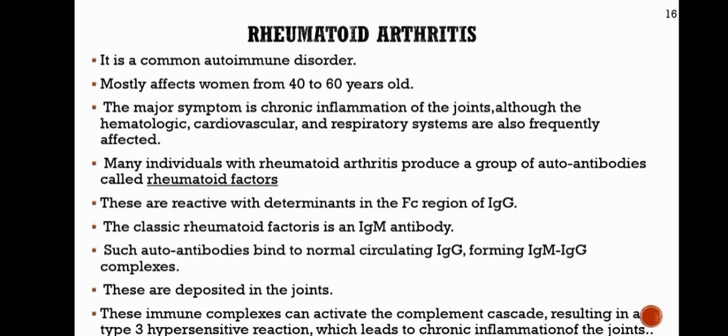The classic rheumatoid factor is an IgM antibody. Such autoantibodies bind to normal circulating IgG, forming IgM-IgG complexes. These are deposited in the joints. These immune complexes can activate the complement cascade, resulting in a type 3 hypersensitivity reaction, which leads to chronic inflammation of the joints.